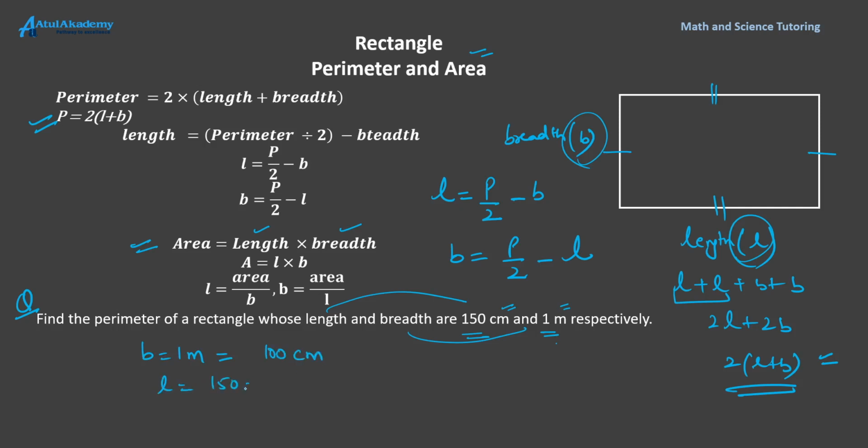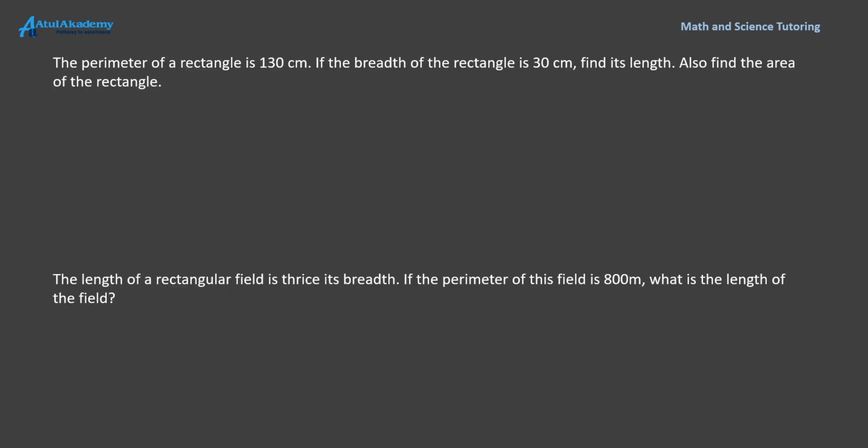Length is 150 centimeter. So perimeter I know is 2 into L plus B. So 2 into length 150 plus breadth 100, centimeter will be your unit. So it's 2 into 250, which comes out to be 500 centimeter. I hope this is also clear, students. Now move to the next question.